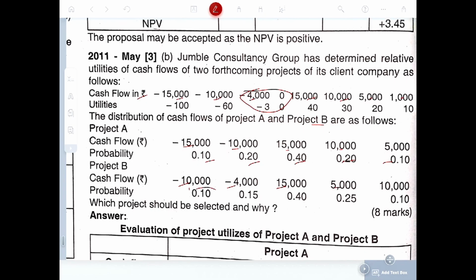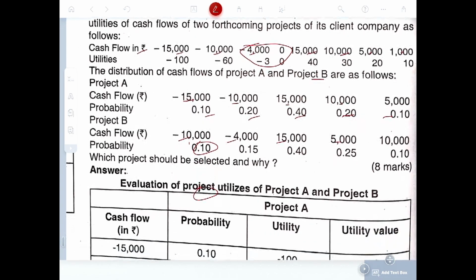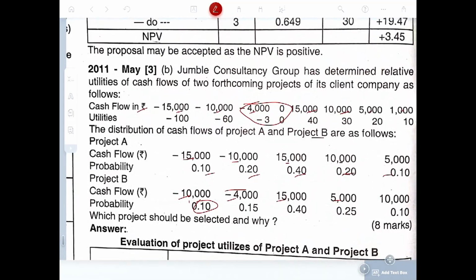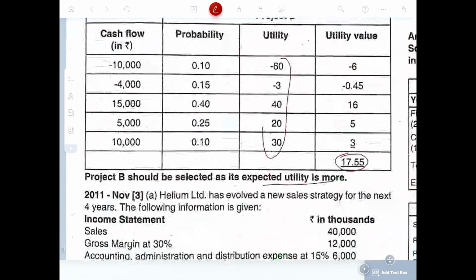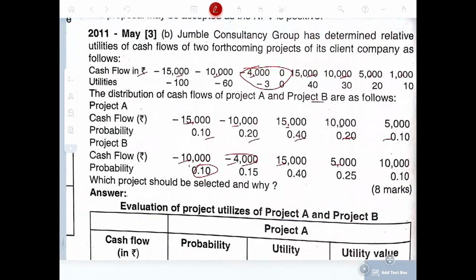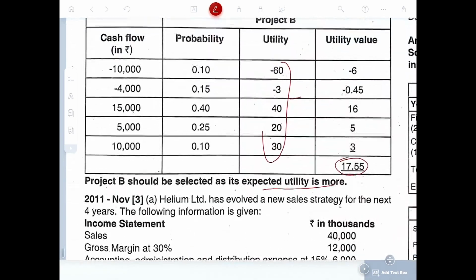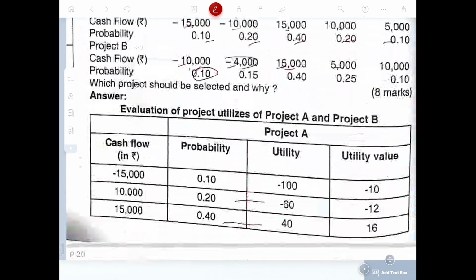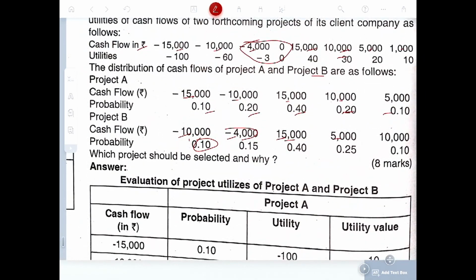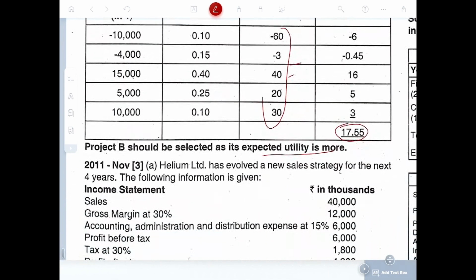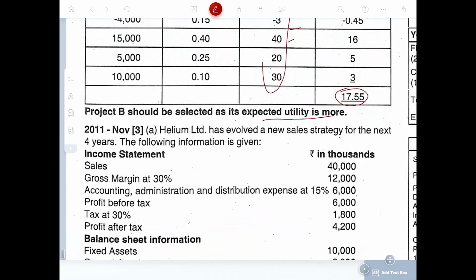So minus 10 at 0.1, minus 60, and then 4,000 at 15 minus 3. Then 15,000 at 40, 5,000 at 20,000, 10. 10,000 at 30, correct. For this utility, we voted this good. Super, thank you.